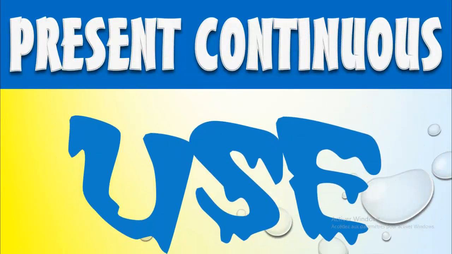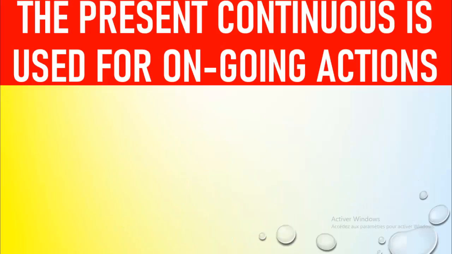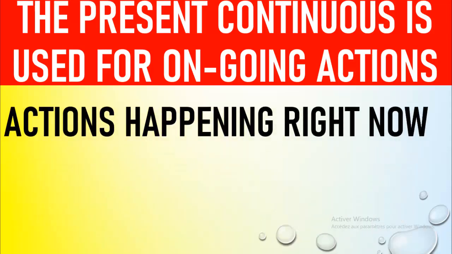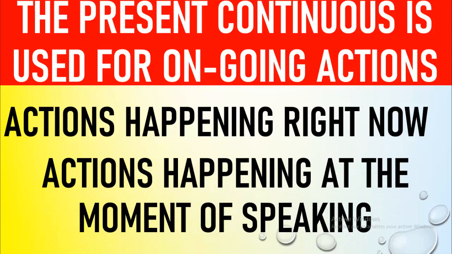The use now. How do we use the present continuous? The present continuous is used for ongoing actions. I repeat, ongoing actions. Meaning what? Action happening right now. Again, action happening at the moment of speaking. At the same moment you are speaking, the action is happening.